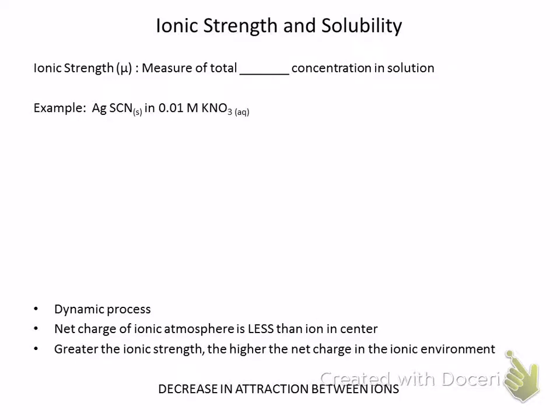Okay, so as we move on from just the basic understanding of ionic strength, we need to, of course, have some way to quantify this. And ionic strength, which is given the Greek letter mu, is a measure of the total ion concentration in solution. An example of this would be that we could have our silver thiocyanate solid in the 0.01 molar potassium nitrate. It's the same compounds, just different concentrations.